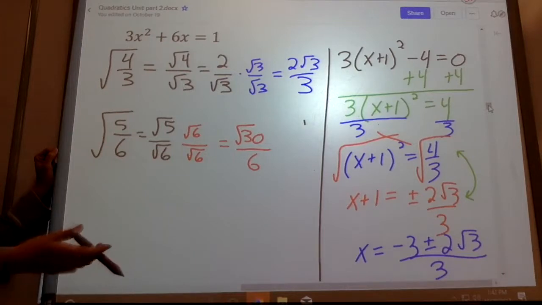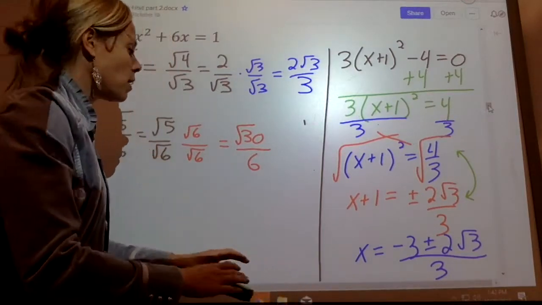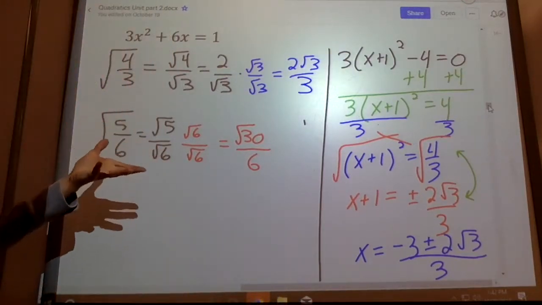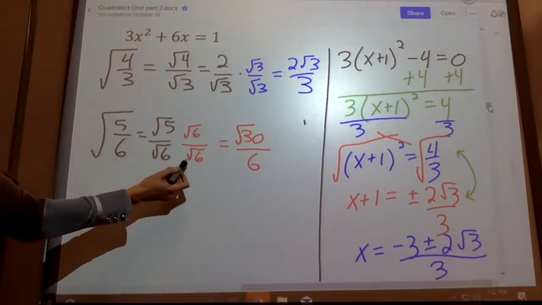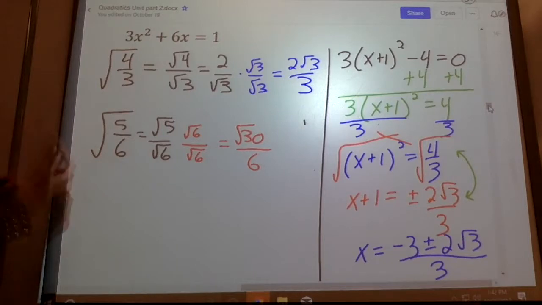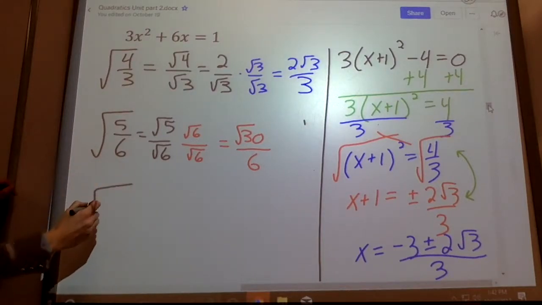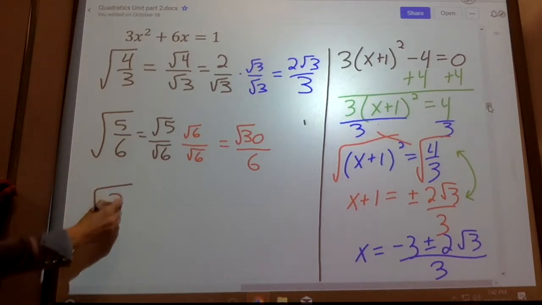Oh, so you just multiply the top and bottom by whatever radical's there. Let's try another one. What do you mean radical? What's the radical? The square root. The square root. Let's try 3/8.